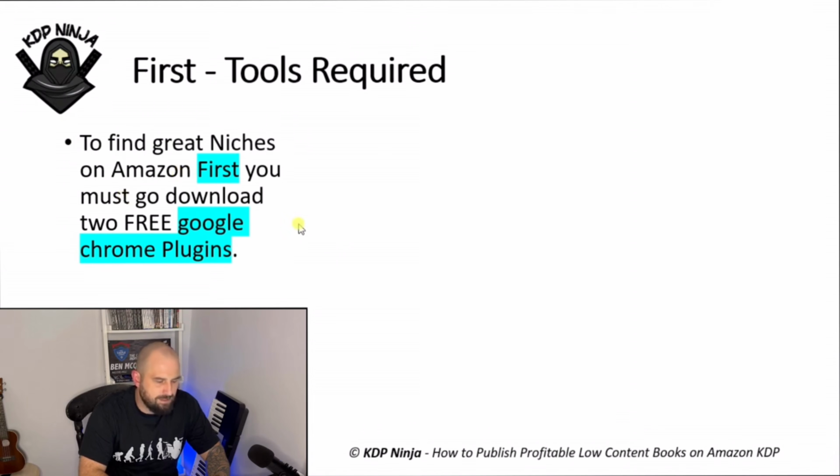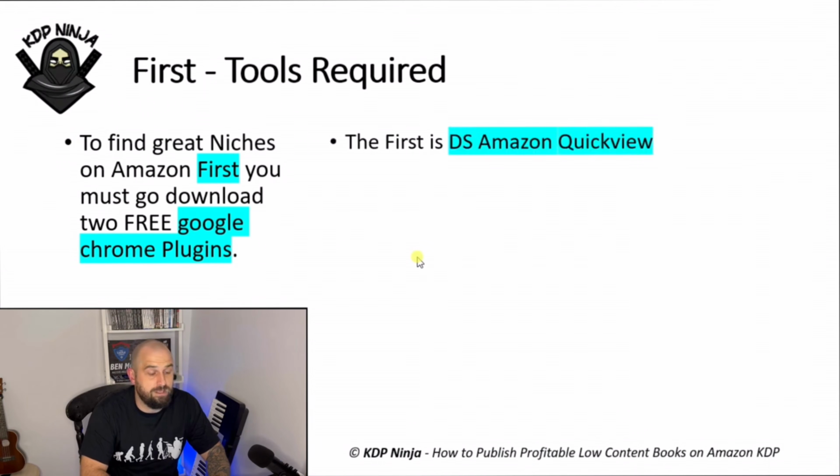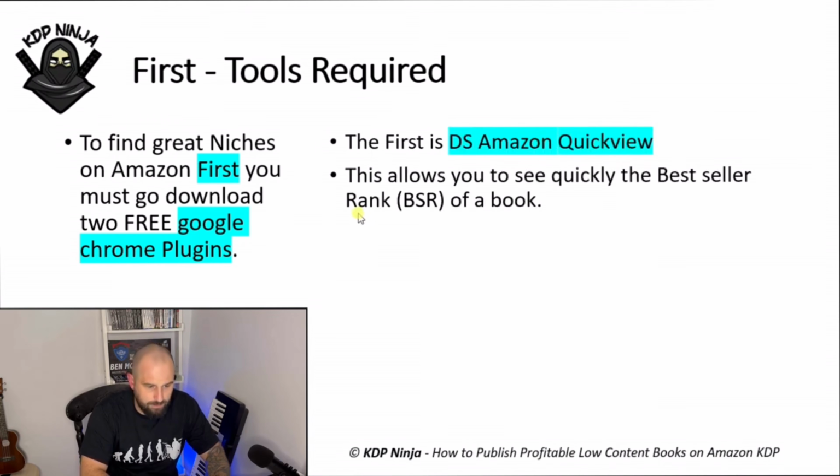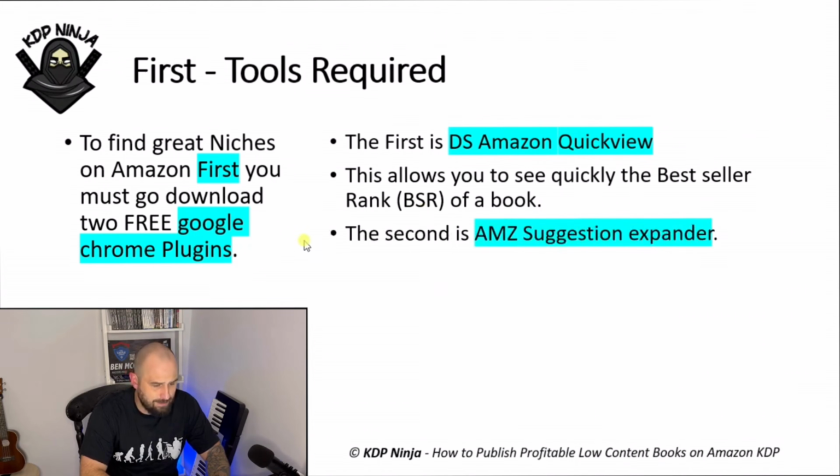So to find great niches on Amazon, first you need to go and download 2 free Chrome plugins. The first one is DS Amazon QUICKVIEW. Now that's great because it allows us to quickly see the bestseller rank of all the books on that first page, okay? So we'll talk about bestseller rank in a second.